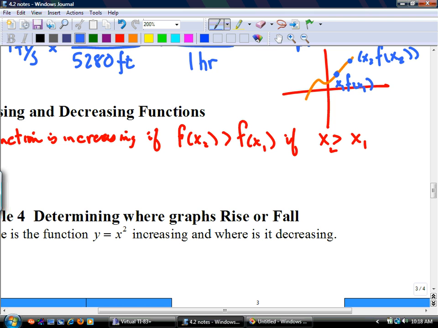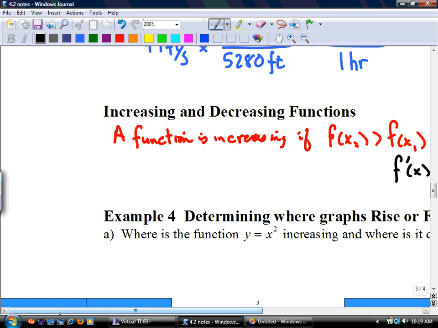Okay. Another way to test for increasingness is f prime of x. What is the slope, my friends? Climbing or falling. For increasing, f prime of x is bigger than 0. So we've got two ways to determine if things are increasing or not: are the y values getting bigger, or is the slope bigger than 0?